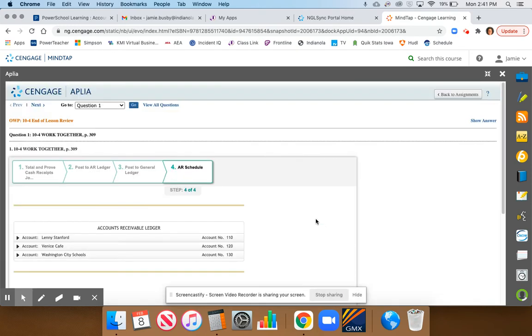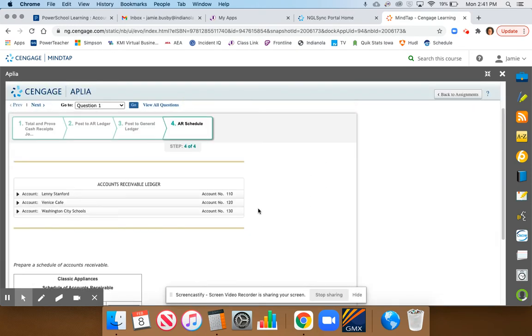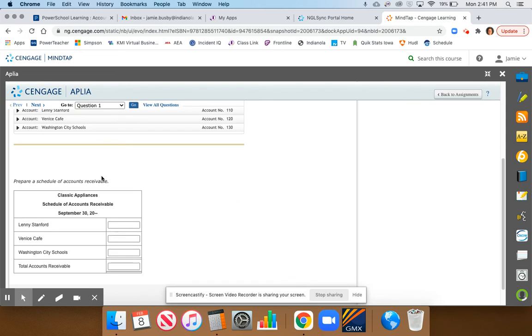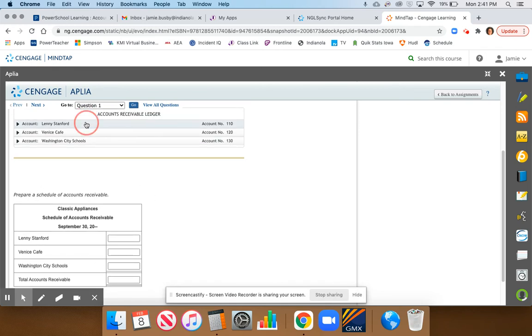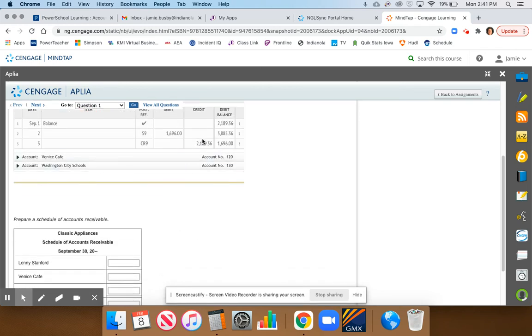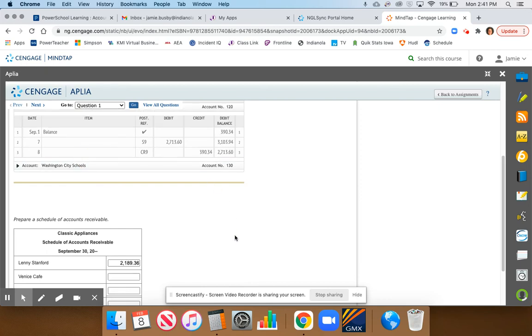Finally, for the 10-4 work together, we need to create a schedule of accounts receivable. So our schedule is here, always the company name in the first line, then the format that we're doing. So we're making a schedule of accounts receivable. That is our document and the date. And then we need to go into each account and whatever the balance is. So the balance for Lenny Stanford, $2,189.36. We record that into our schedule of accounts receivable. We'll do that for each of those balances.